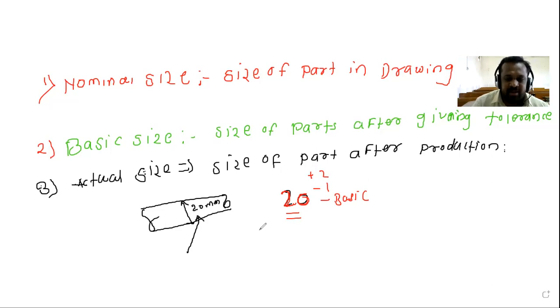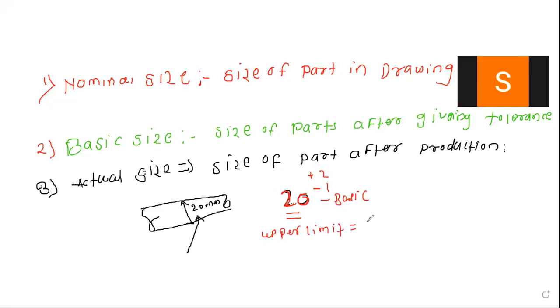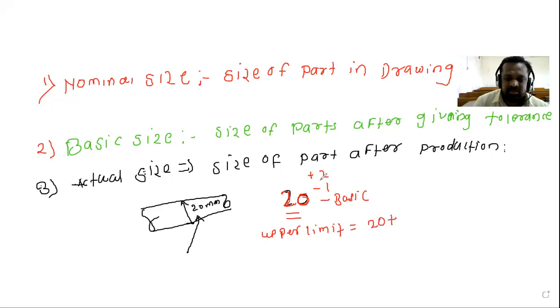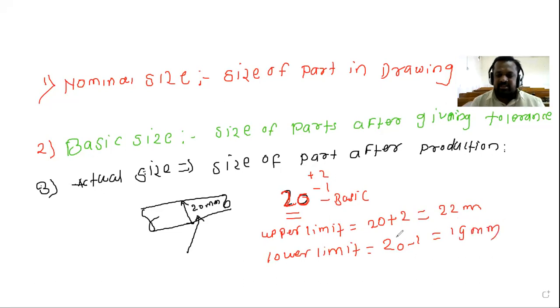What is the upper limit here? 20 plus the maximum permissible size, which is 2, so the upper limit will become 22 mm. And then what is the lower limit? The lower limit is 20 minus 1, which will be 19. Now see, that much variation is allowed.